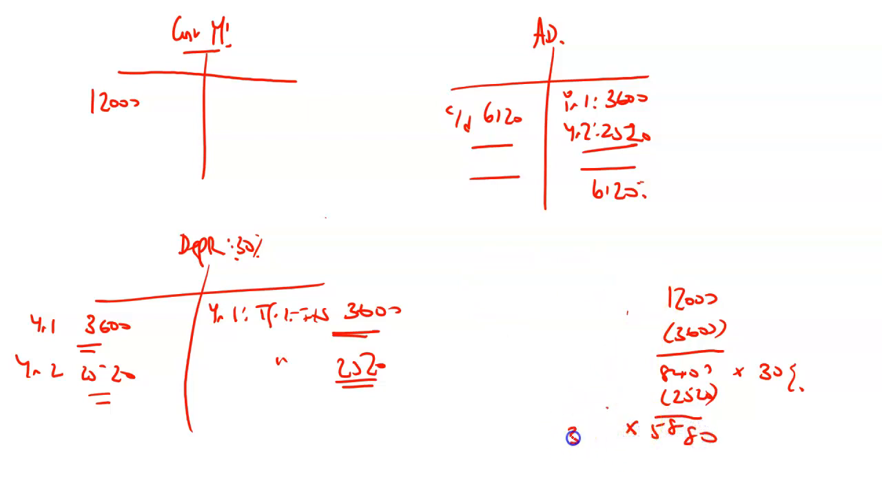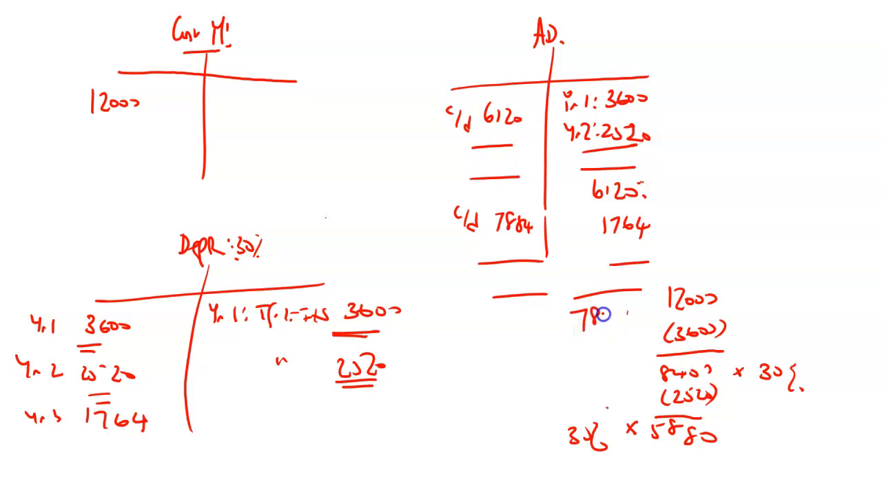So I'm going to multiply this again by 30%. This is for year three. Multiply this by 0.3, and I have 1,764. So year three, 1,764. Carry down, add the two together with 6,120. That's 7,884, right? So I'm going to have that brought down, 7,884. So that's the end of year three. I now have accumulated depreciation for 3 years. So year three, transfer to the income statement 1,764.